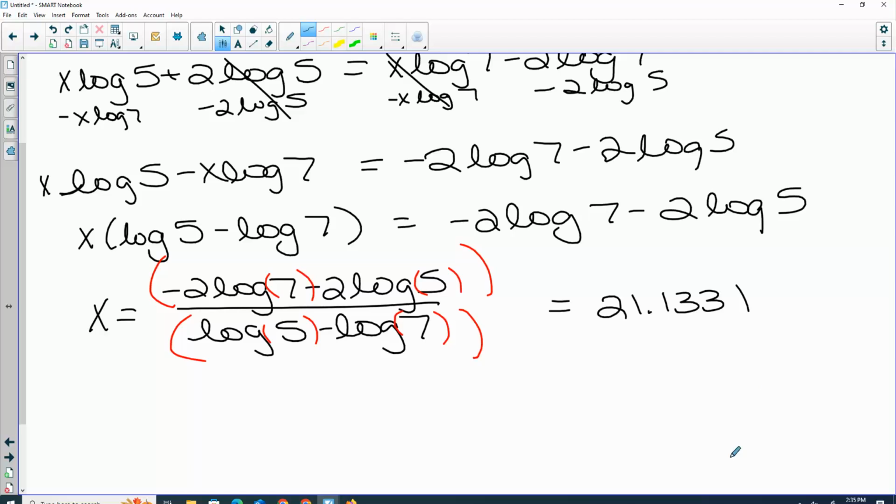If anybody needs me to look at how they're typing it in the calculator, if you're not getting the right answer, let me know. Any questions there?